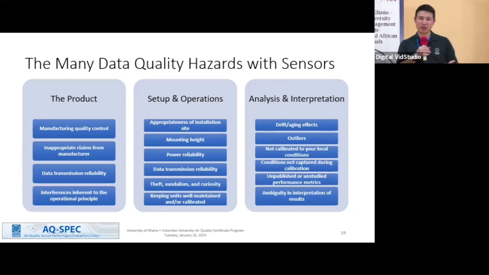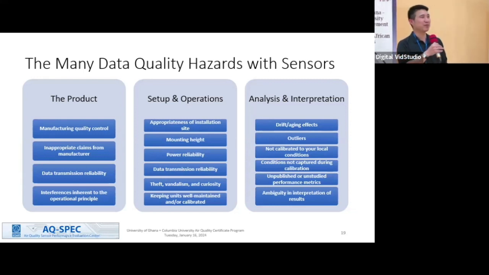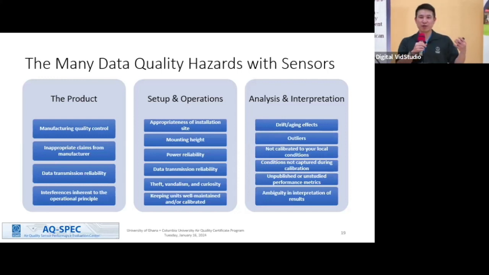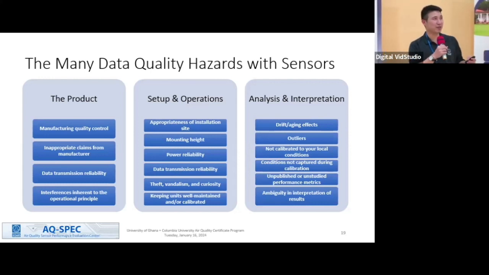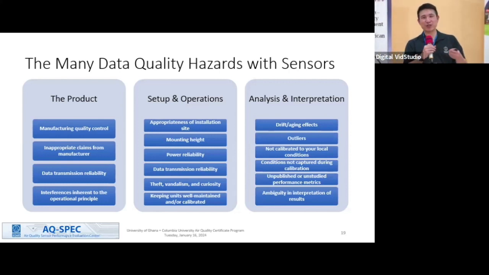So when they come straight from the manufacturer, they might be calibrated towards, let's take PurpleAir for example, a Beijing kind of atmosphere, which may not be suitable at all for wherever you're actually deploying them. If you do have the fortune to be able to have them calibrated in some way, it's possible that the conditions that they were calibrated at do not actually represent, again, the local conditions that you're going to deploy them in. There are often unpublished or unstudied performance metrics. Again, oftentimes you have to rely on just the manufacturer's spec sheet, and no one's really checking them on their claims. And then finally, there is the final hurdle, which is the ambiguity in interpretation of the results.